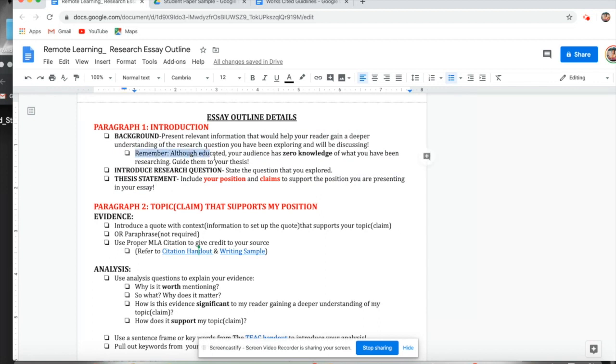The big thing here is remember that your audience has zero knowledge, so you're giving them information about food, what you've been exploring, to guide them to your thesis, which is your position. What claims, what new information are you giving your reader? Why are they here? What are you trying to bring to the table? They don't know yet, so you're leading them there. You're not just going to start with "food, da, da, da." You're going to sound random. So you've got to build.